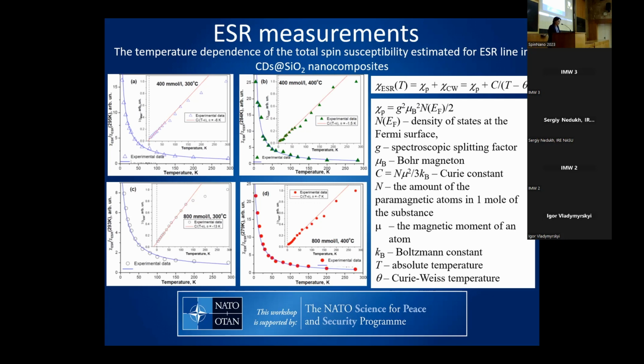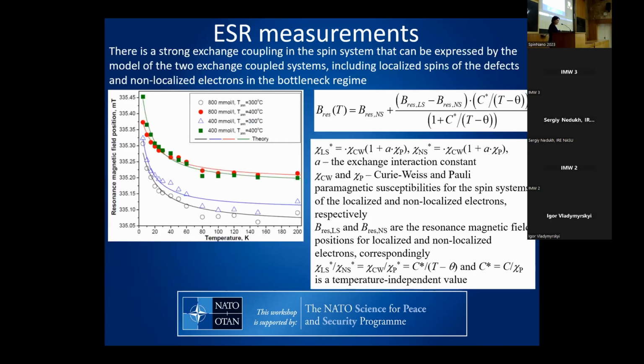This second term is a Curie-Weiss term. It's temperature dependent, and it appears due to localized spins in our system. The first term governs the temperature dependence at higher temperatures, and the second at low temperature. So we can suppose that there is a coupling between conduction and localized electrons in our system.